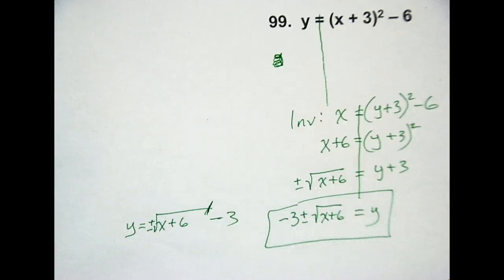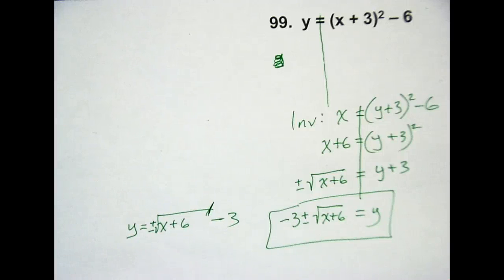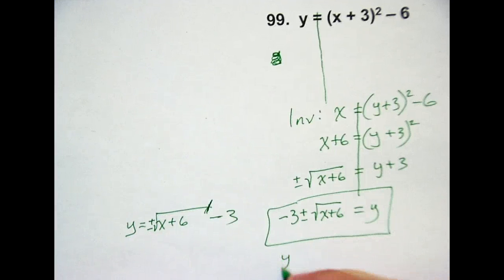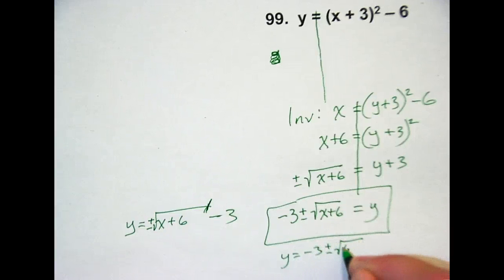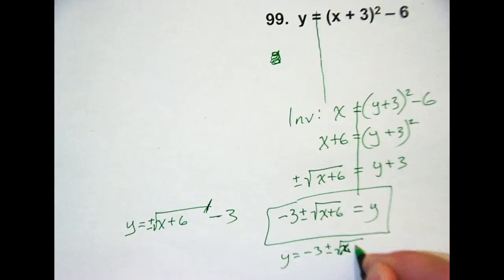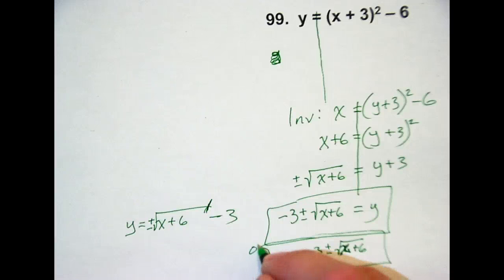Okay? Any questions there? Would it be fine if you said y equals -3 plus or minus square root? Yeah, you could write it like this, if you can write it without making a mistake. Okay. Either one works. All right.